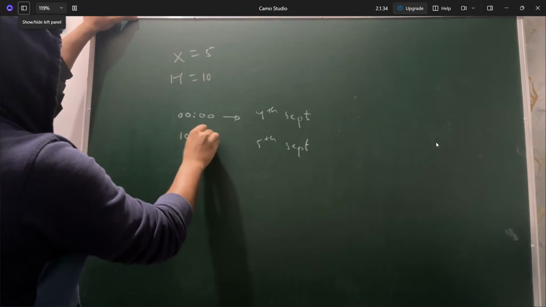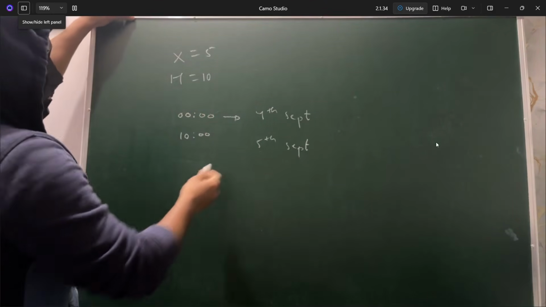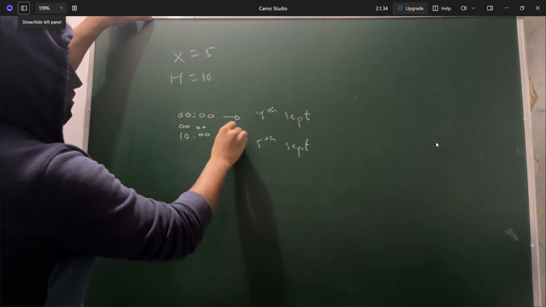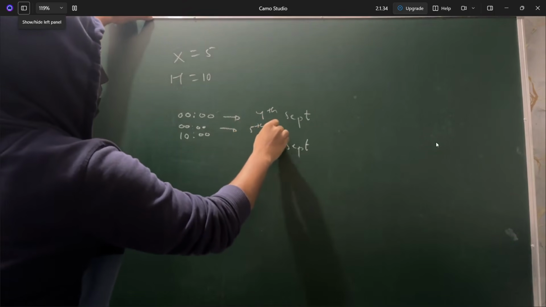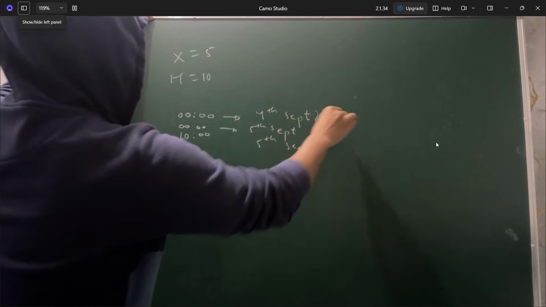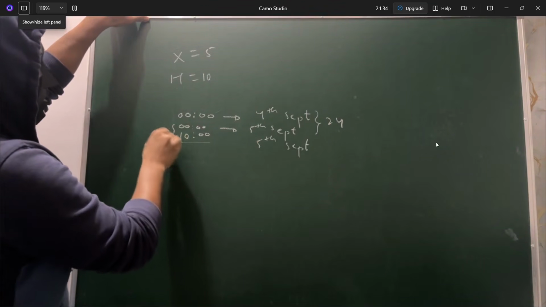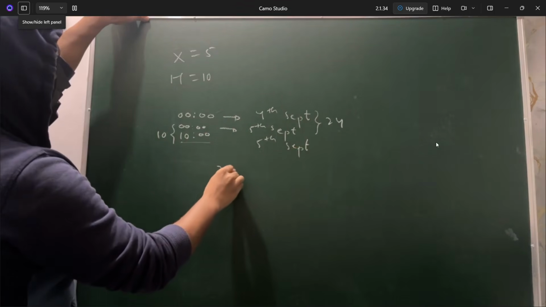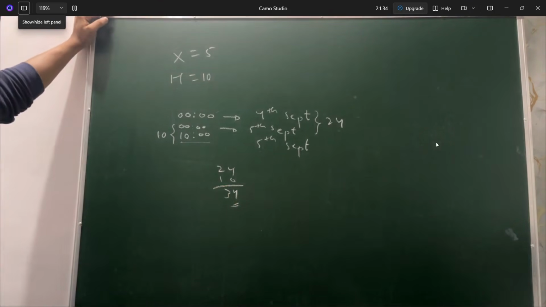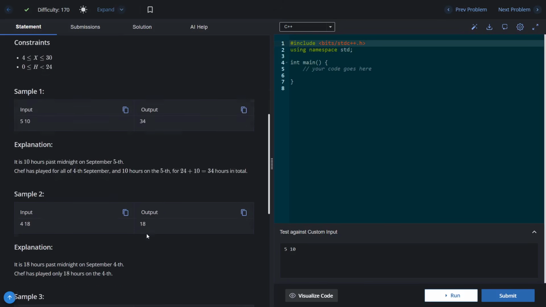This is 10. So basically they're asking how many hours he has been playing, and we know in a day we have 24 hours. This is the 5th of September, which means he has played 24 hours, and on the 5th of September till 10 in the morning he is playing, so 10 hours played. If you add this 10 and 24, it will be 34. So this is the answer that we need to return.